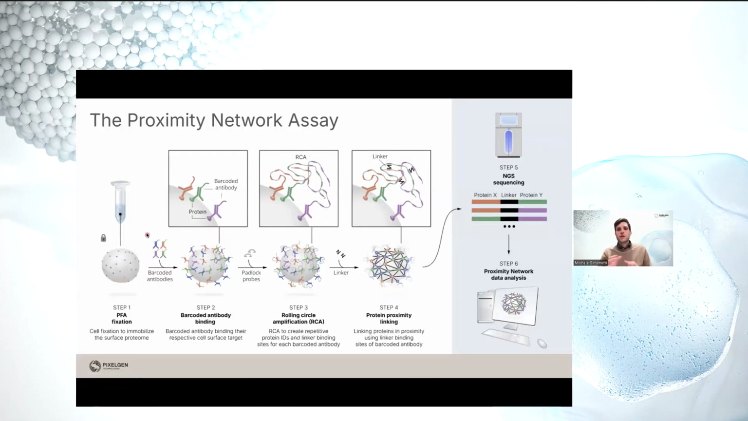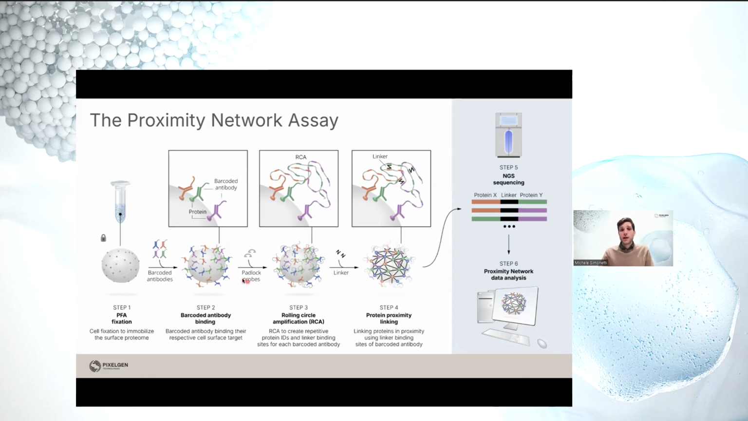Here you're able to see the different steps of the technology more as a workflow. As I said, cells are in suspension in a PCR tube. There is no compartmentalization of the cells, so everything is in bulk, with cells floating in suspension in the tube. The first step is a PFA fixation step, done in order to immobilize the surface proteome. We then go through a second step that you have seen in the video, where we bind the barcoded antibodies.